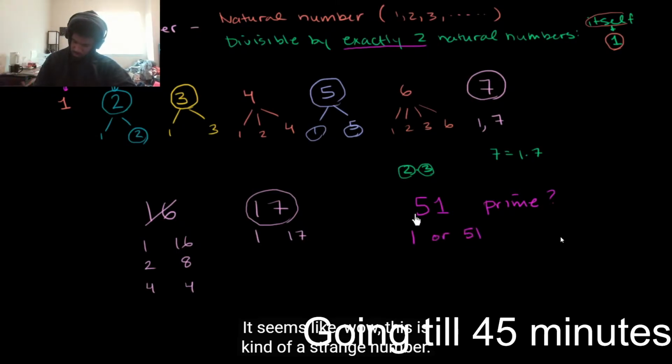It seems like, wow, this is kind of a strange number. You might be tempted to think it's prime, but I'm now going to give you the answer. It is not prime because it is also divisible by 3 and 17. 3 times 17 is 51. So hopefully that gives you a good idea of what prime numbers are all about, and hopefully we can give you some practice on that in future videos or maybe some of our exercises.